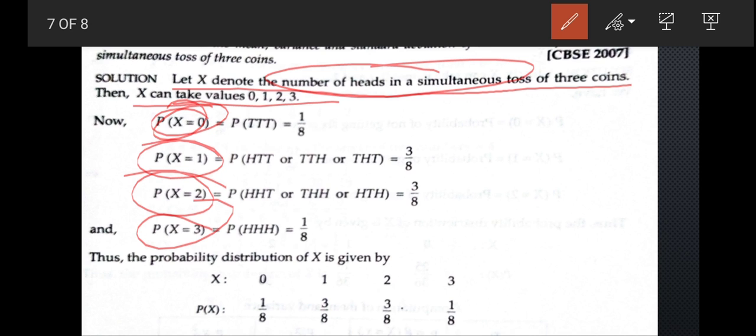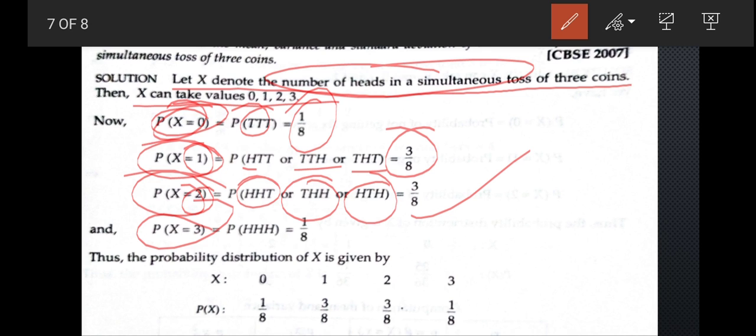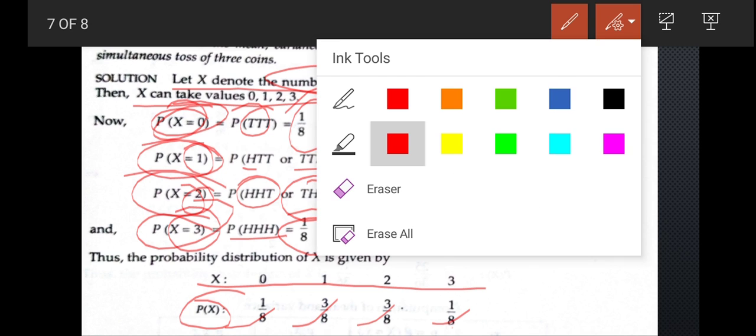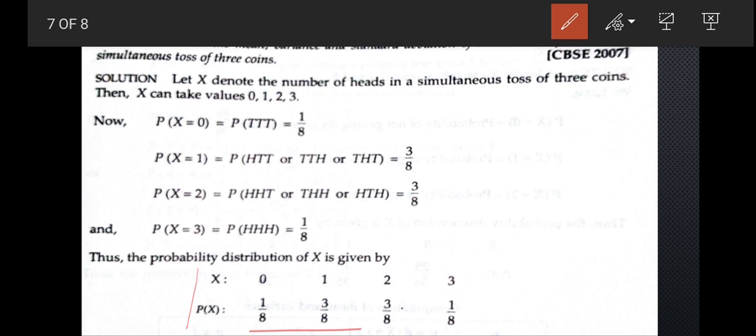So if 0 heads, it means all 3 are tails, so 1 by 8. If 1 head, 3 conditions are there, so it will be 3 by 8. 2 heads, then there also 3 conditions are there, so it's 3 by 8. 3 heads, then it will be 1 by 8 again. So x is equal to 0, 1, 2, 3, and probability of x is 1 by 8, 3 by 8, 3 by 8 and 1 by 8. So this is the probability. This whole table is known as probability distribution.